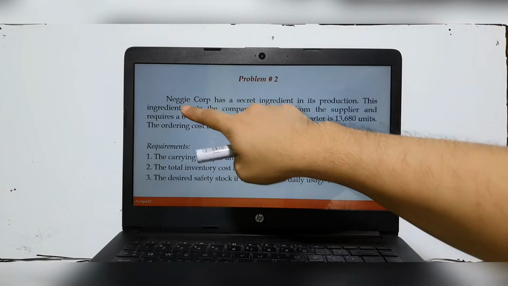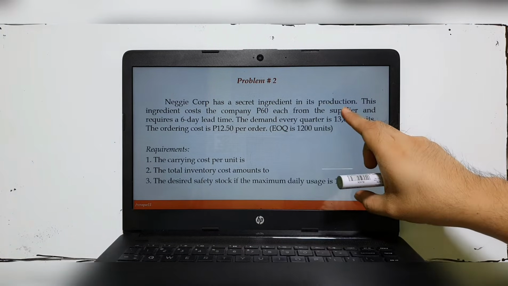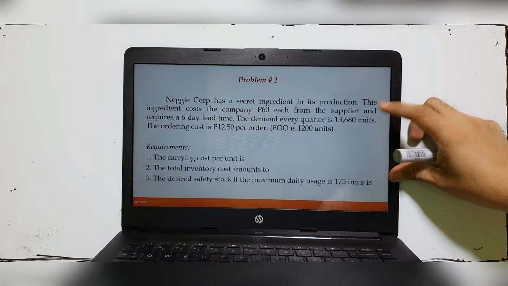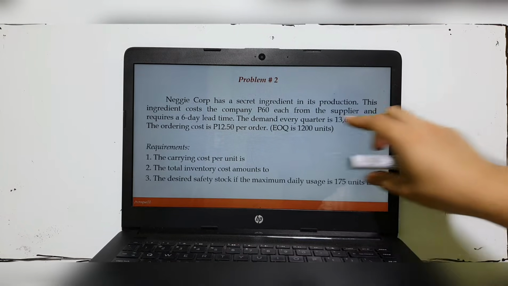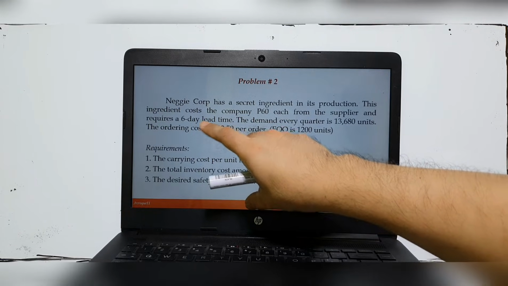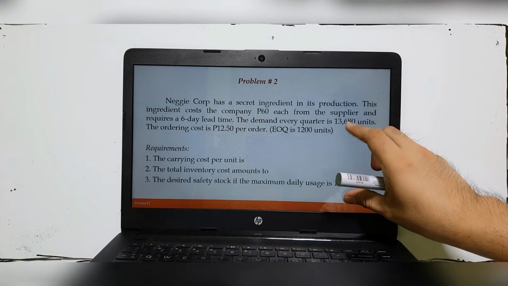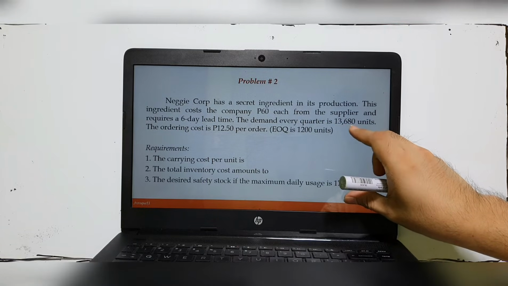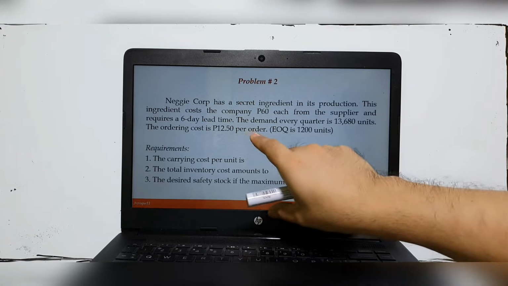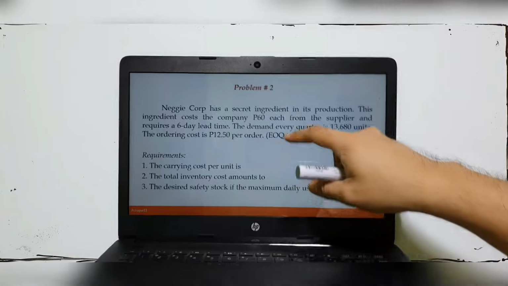So we have here the Negi Corporation. Meron siyang secret ingredient in its production. So this ingredient costs the company 60 pesos each from the supplier. And it requires 6-day na lead time. Okay, 6 days ang lead time natin. And then the demand every quarter, so we have to multiply it by 4, 13,680. The ordering cost is 12.50 per order. So binigay sa atin ngayon yung ating EOQ.